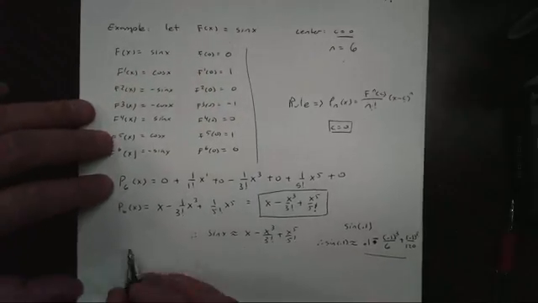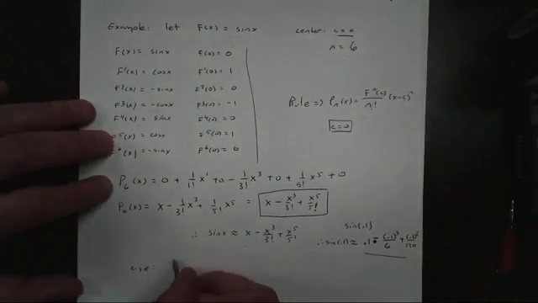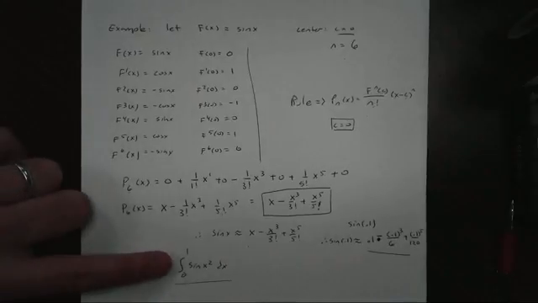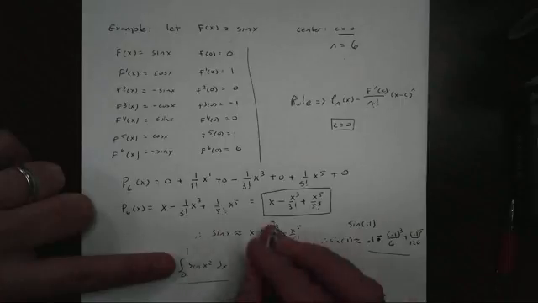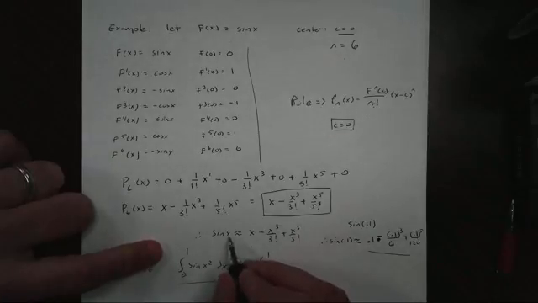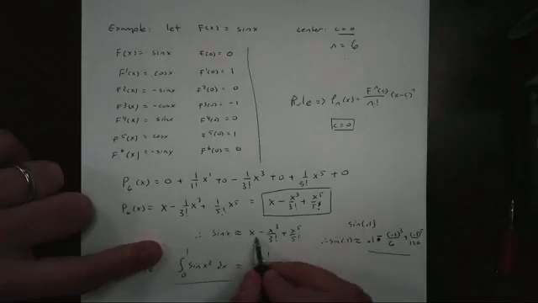Now, where do we use this? Well, in calculus, let's say we want to find the antiderivative of sine of x squared dx from 0 to 1. Well, we can't actually solve this one by hand, so we use a Taylor polynomial to do this. And what we would do is, I could rewrite this from 0 to 1.